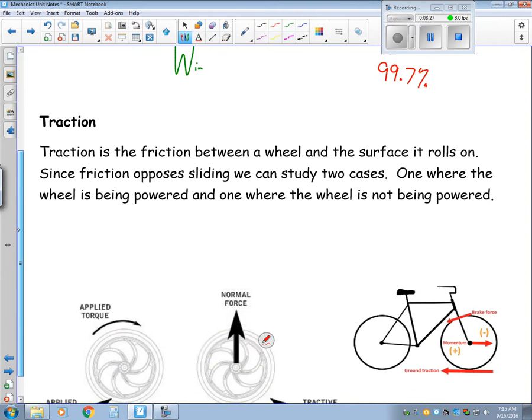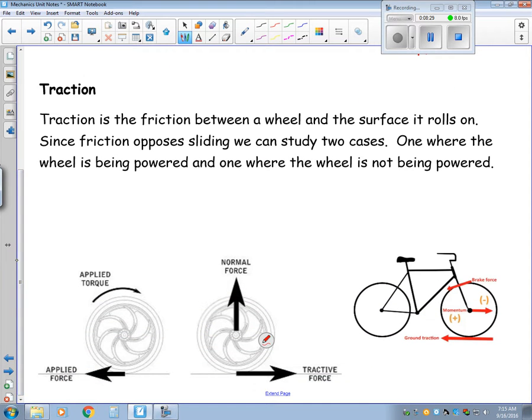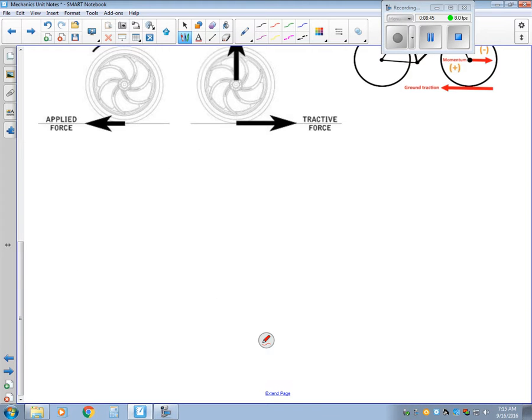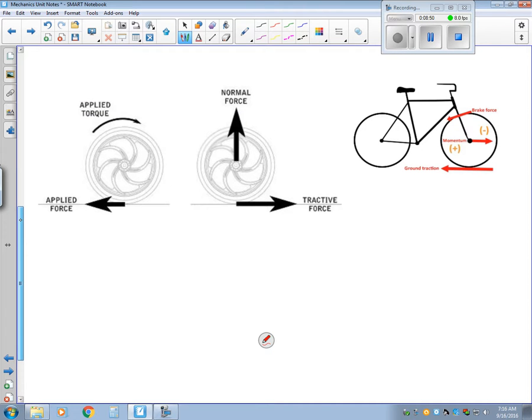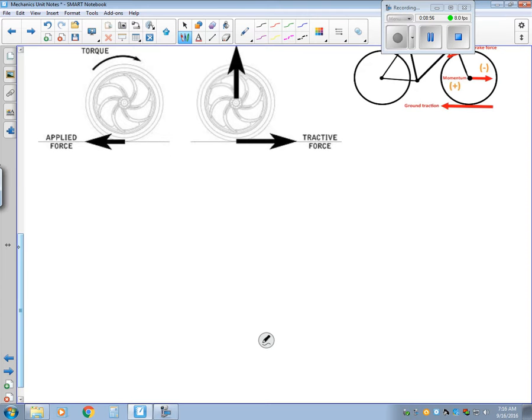All right, now we need to talk about traction. This is the friction between the wheel and the surface that it rolls on. Friction opposes sliding, so we can take a look at 2 cases. One where the wheel is being powered, and the other where the wheel is not powered. Think of the front and back wheels on a bike. The back wheel is powered, the front wheel is not. So, I have a couple pictures here, but I think it's a little easier if I redraw this.